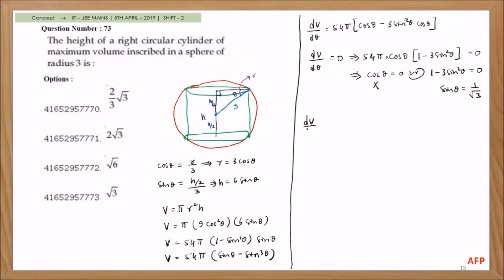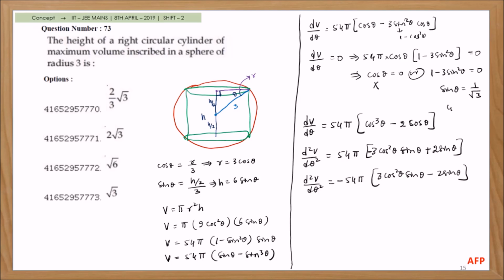Now I will take d2V by d theta square. This is the concept: once again you differentiate with respect to theta, and with this you can check the sin theta value.